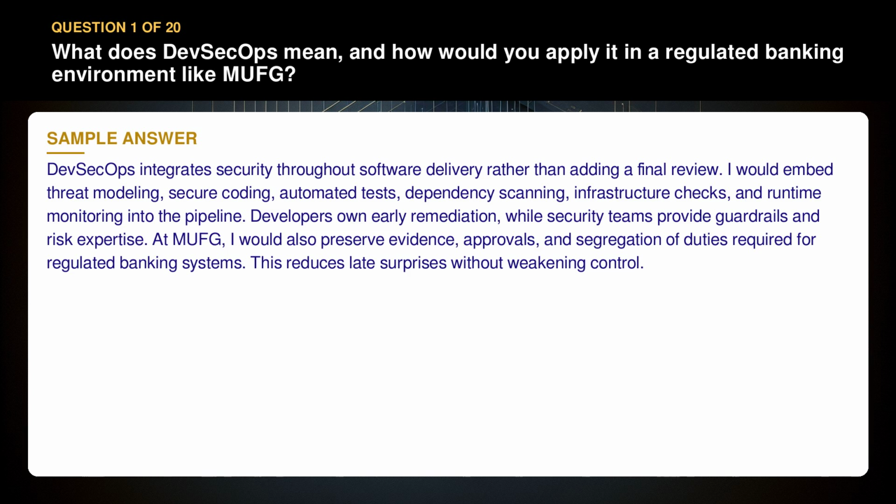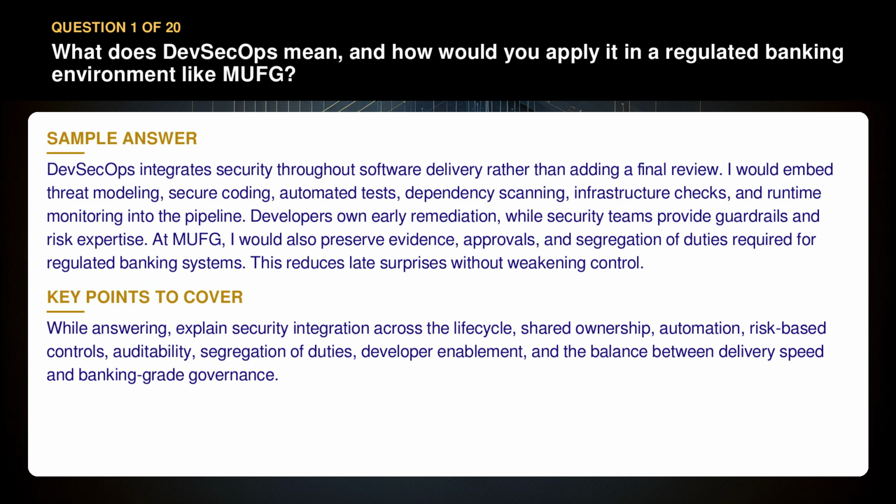At MUFG, I would also preserve evidence, approvals, and segregation of duties required for regulated banking systems. This reduces late surprises without weakening control. While answering, explain security integration across the lifecycle, shared ownership, automation, risk-based controls, auditability, segregation of duties, developer enablement, and the balance between delivery speed and banking-grade governance.